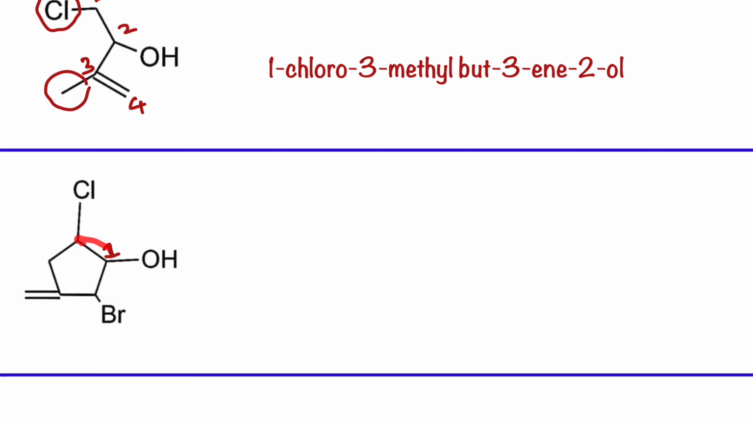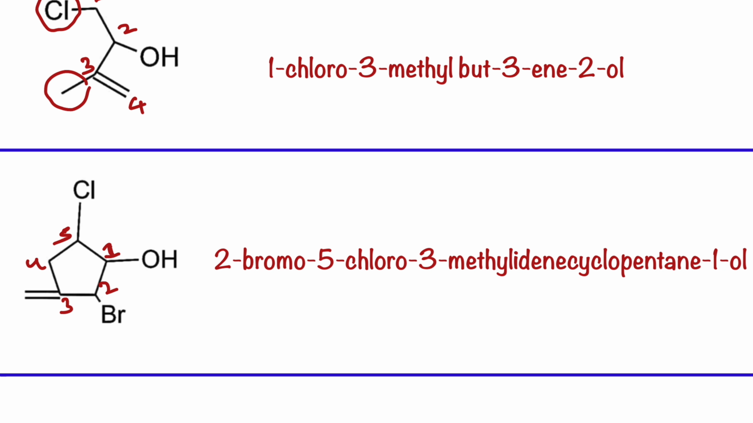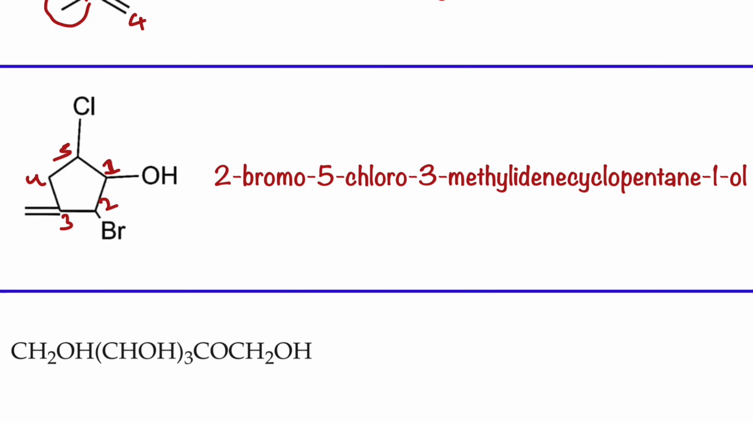And of course, if you move like this, 2, 4, 5; if you move like this, 2, 3, 5. 2, 4, 5 versus 2, 3, 5: 2, 3, 5 is better. Therefore, this is second, this is third, this is fourth, and this is fifth. So bromine, methylidine, chlorine, only alphabetical order: 2-bromo, 5-chloro, 3-methylidine, cyclopentane-1-ol. So here this is the correct IUPAC name of the compound: 2-bromo-5-chloro-3-methylidinecyclopentan-1-ol.